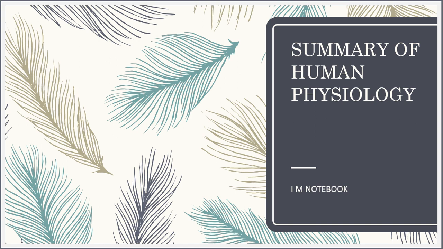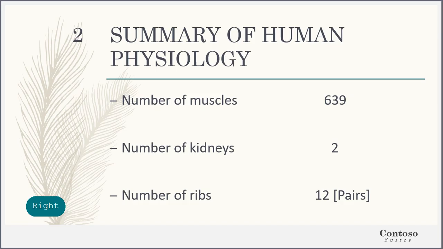So let us discuss some bullet points that might come in our MCQs. First of all, the number of muscles in the human body is 639. The number of kidneys is 2. The number of ribs is 12. Actually they are 24, but when we talk about pairs, we say that there are 12 pairs of ribs.